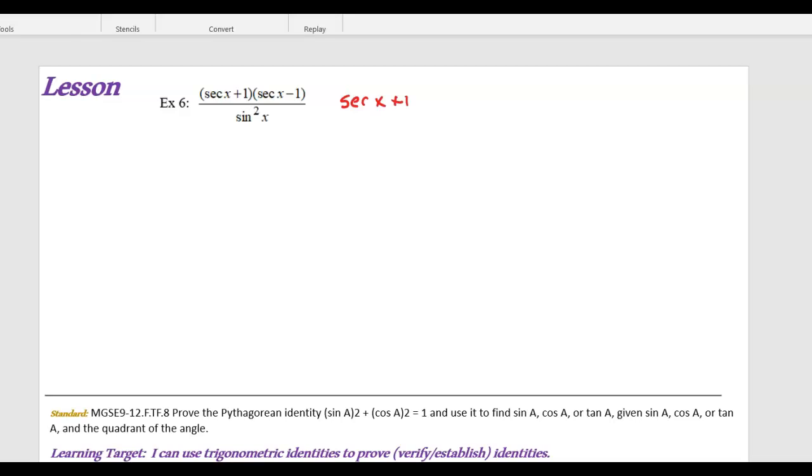Secant of x plus 1 times secant of x minus 1 all over sine squared of x. Now, I'm going to use an identity. Anytime you have a binomial times what's called its conjugate, you can FOIL this out, distribute it out, and it will be secant of x times secant of x, which is, of course, secant squared of x. Outside, negative secant x. Inside, positive secant x. The middle terms cancel back to 1 times negative 1 is negative 1.